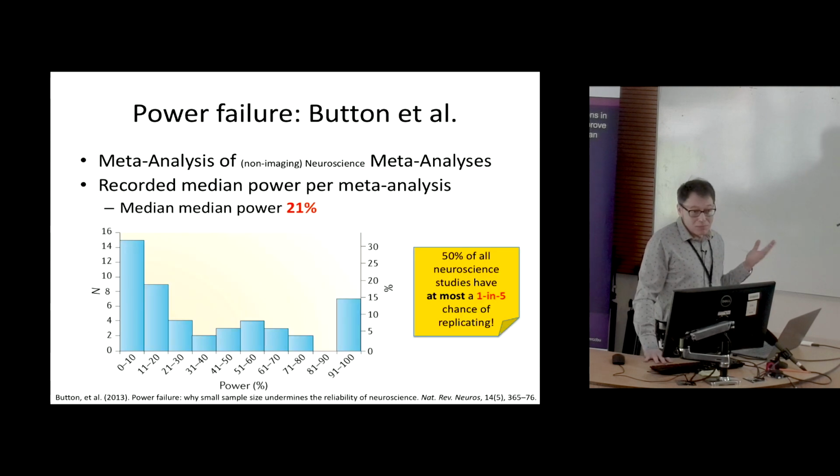Well, what does power mean? Power is saying, if there is a true effect, what's my probability that I will get a positive effect? That's saying 4 out of 5 times that you replicate that experiment with the same N, same settings, you'll get a negative result. And only 1 out of 5 times do you get a positive result. That's what it means to have 20% power.